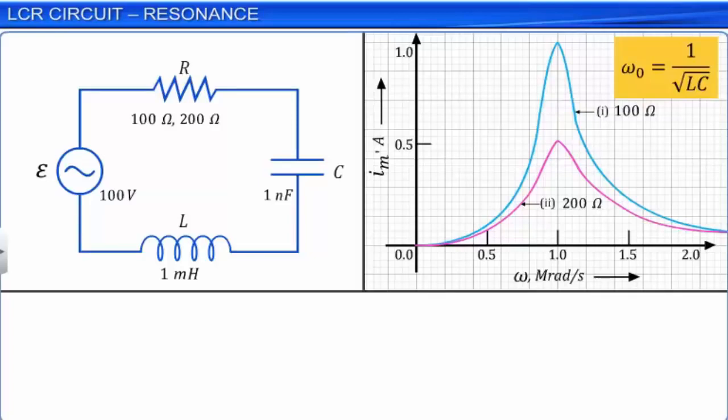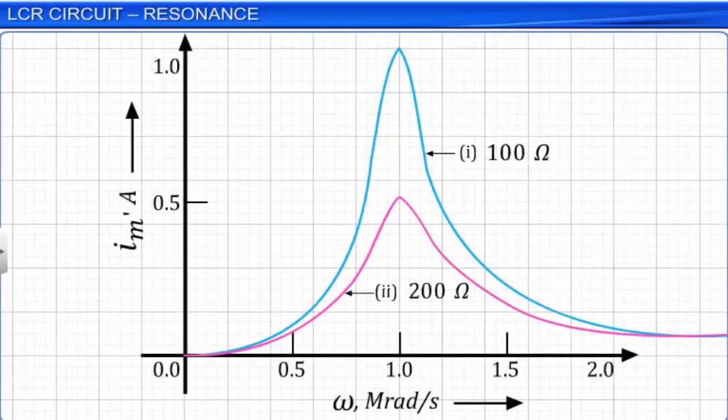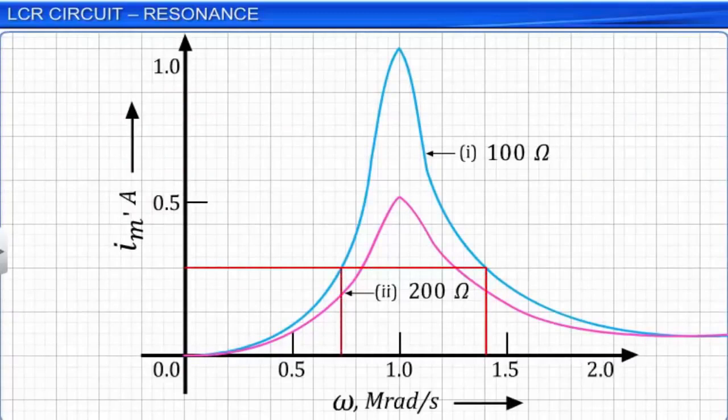We also observe that except for the case of resonance, for every single value of Im, there are two values of angular frequency, omega 1 and omega 2 respectively, one lesser and one greater than omega naught, which lie symmetrically on either side of omega naught.